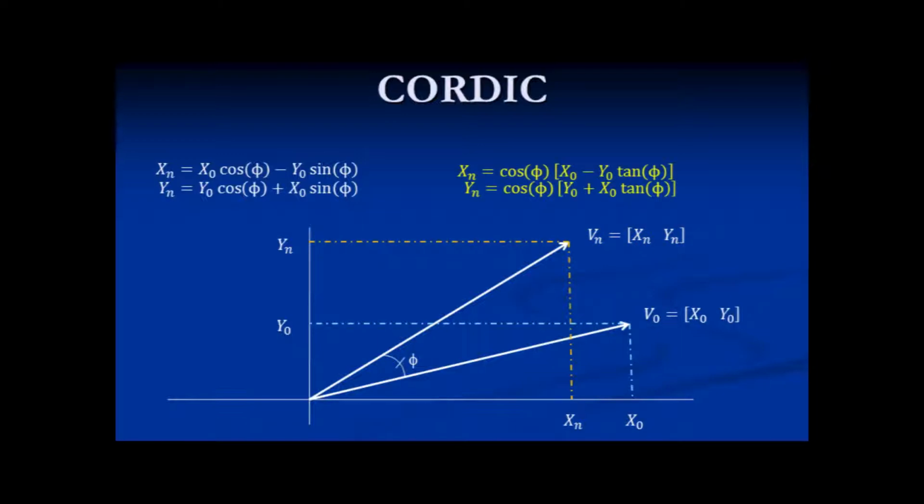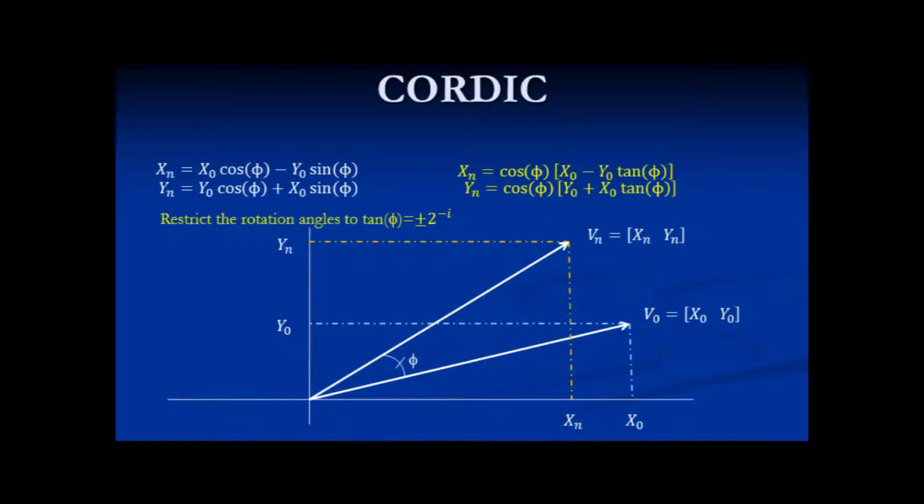First, let's slightly change and rewrite the equations as x sub n equals cosine of phi times the quantity x sub 0 minus y sub 0 times the tangent of phi, and y sub n equals cosine of phi times the quantity y sub 0 plus x sub 0 times the tangent of phi. Well, that's nice, you're thinking, but there's still trigonometric calculations and multiplications involved. That's going to be slow in hardware or software.